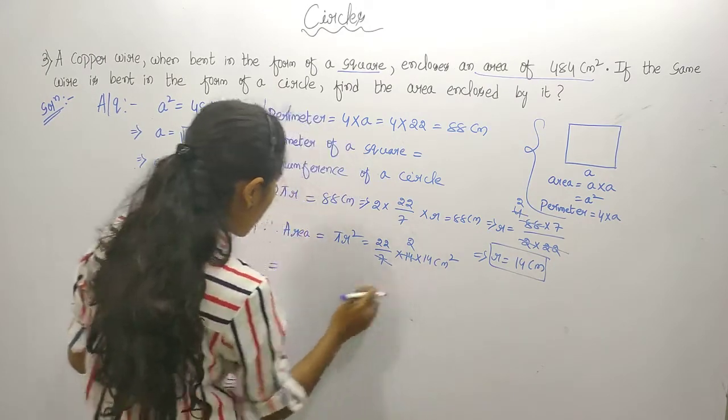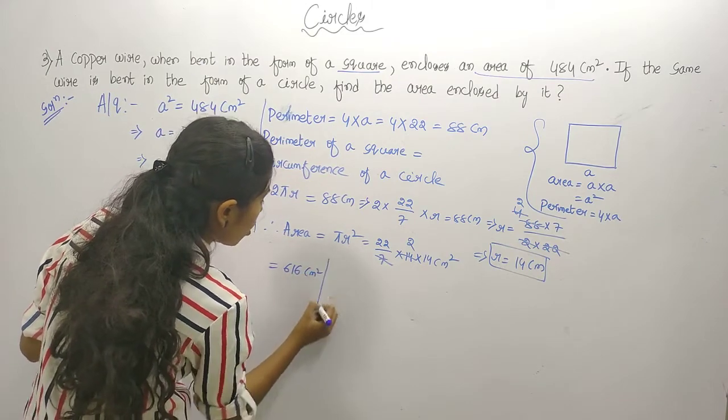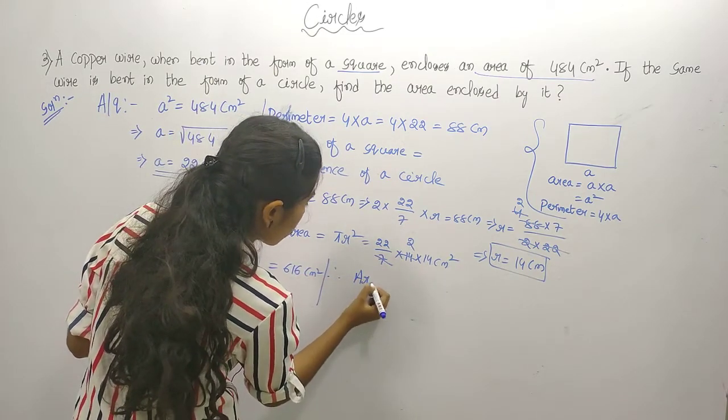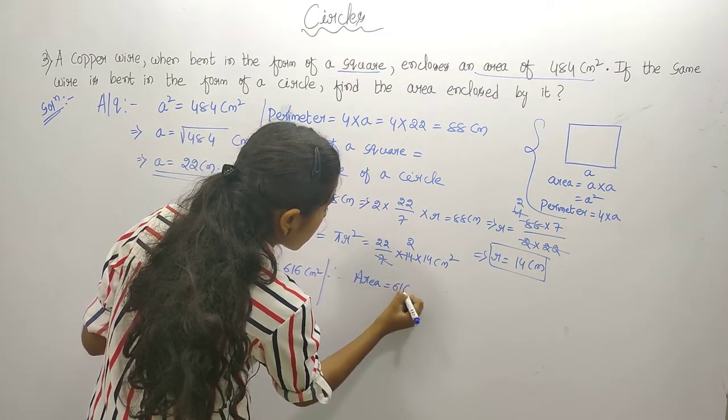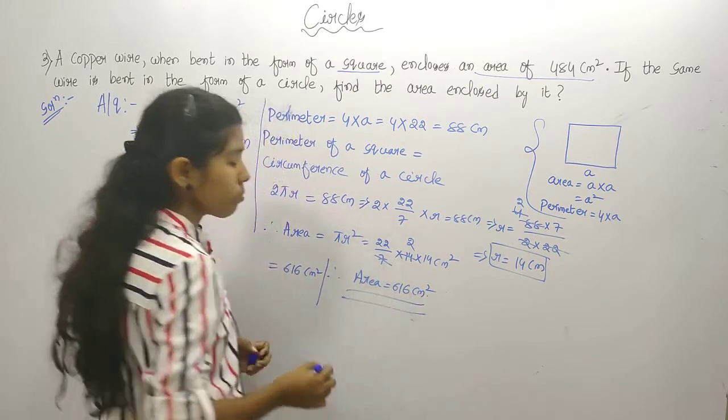616. Okay. So how much it came? 616 cm square. So therefore area equals 616 cm square. Okay. You got it?